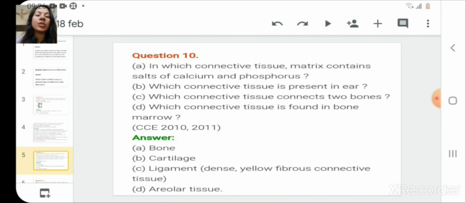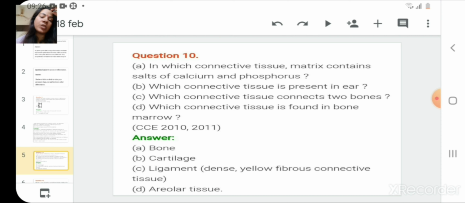Now the next question is, in which connective tissue does the matrix contain salts of calcium and phosphorus? And the other parts of this question are, which connective tissue is present in the ear? Which connective tissue connects two bones? Which connective tissue is found in bone marrow? Very interesting questions are there.